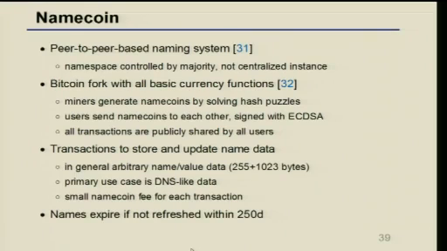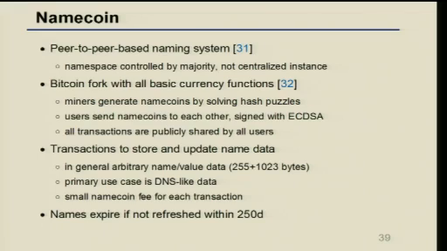Okay, we are short on time, so let's move on to Namecoin. Namecoin is a peer-to-peer based naming system, and it's very different from what we have seen with DNSSEC and DNSCurve. Namecoin is based on Bitcoin. It's actually a fork. And it uses a namespace which is controlled by a peer-to-peer majority and not a centralized instance, like, for example, the root zone.